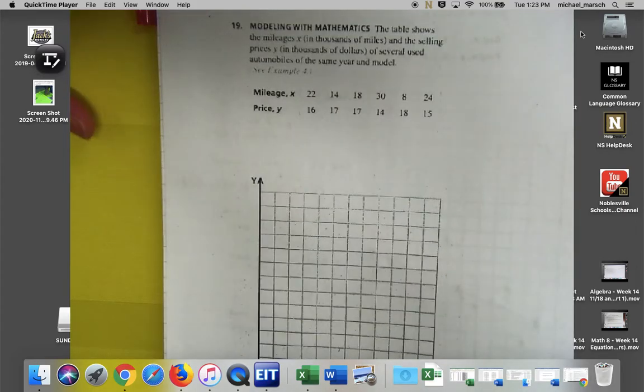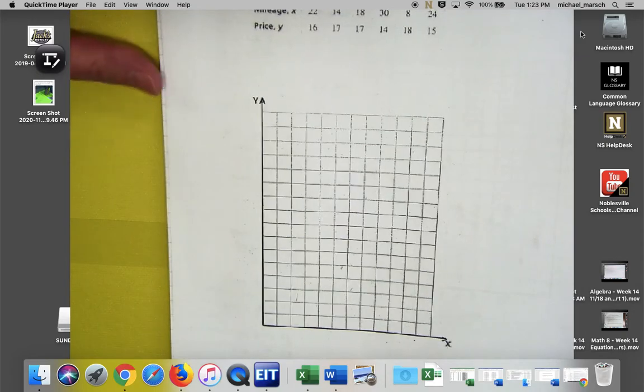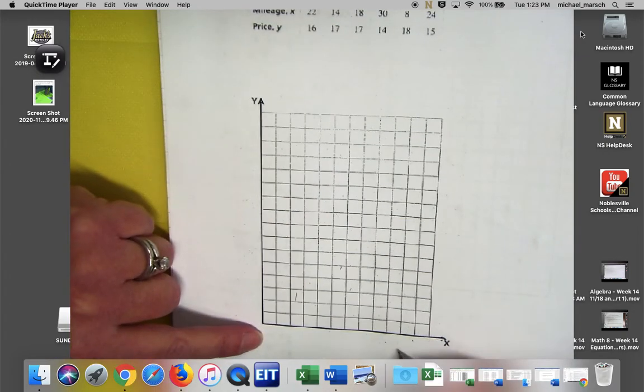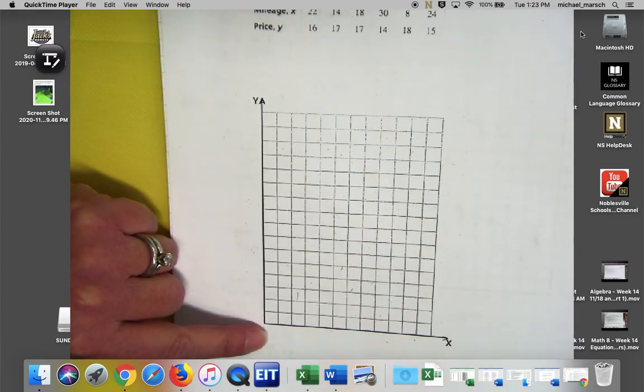Okay, so we're going to go through the steps. We're not going to write them out. We're just going to go through them. So somebody tell me, what's my x-axis title going to be?